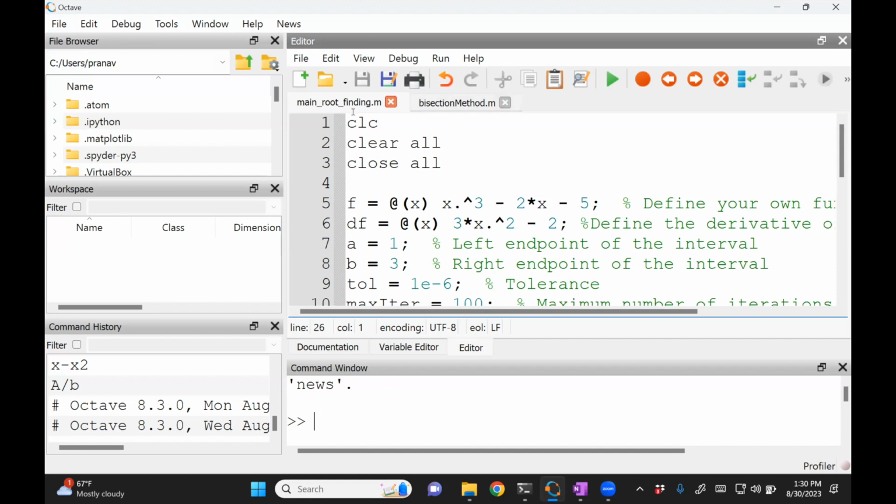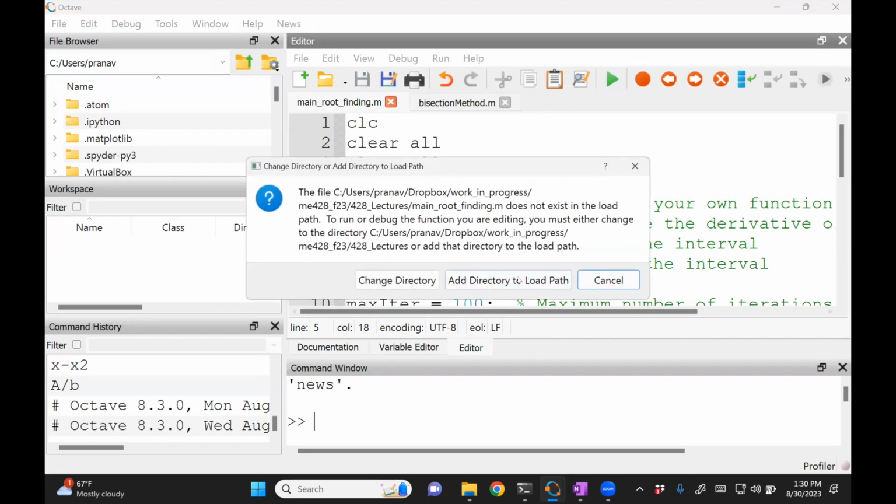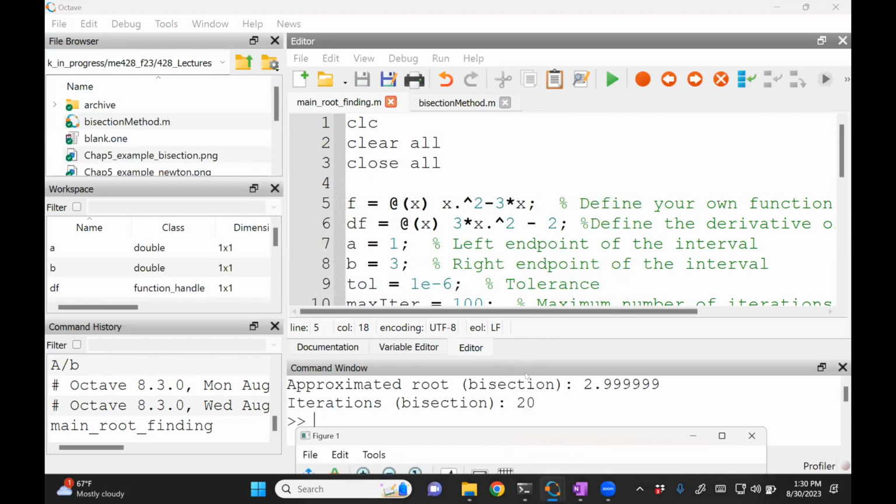Okay, so this function main root finding is written in such a way that I can get the answer for some equation I wrote down here. Oh, I wrote a different equation. Okay, we can change that. x square minus 3 times x. Don't have to worry about the second part. We don't need df dx. x square minus 3x.